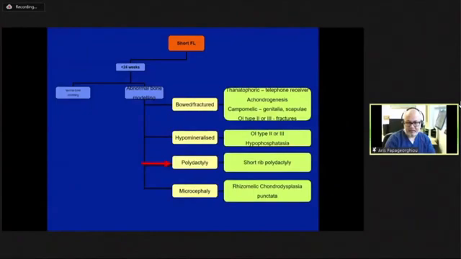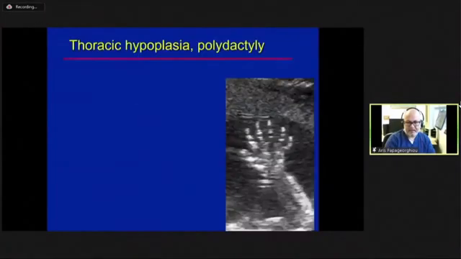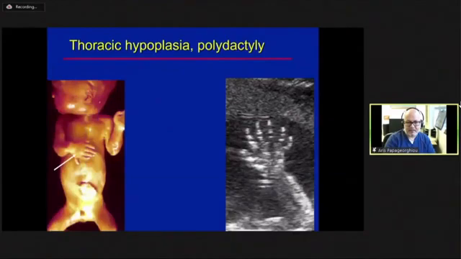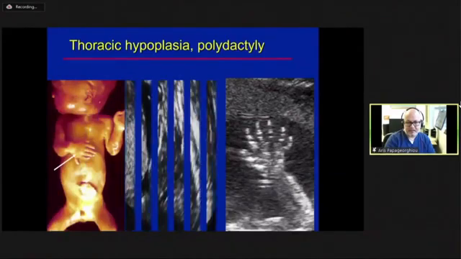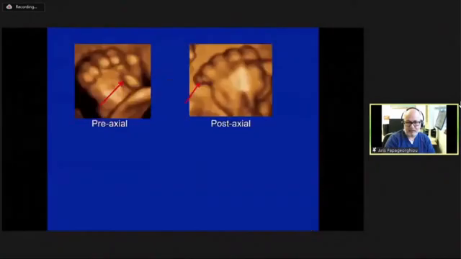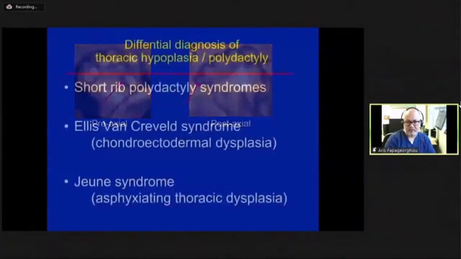I'm going to move on to polydactyly and the importance of assessing the fingers in the baby, because when you have polydactyly, you need to consider a number of conditions. Please look to see if the polydactyly appears preaxial or postaxial, and this here is a case of thoracic hypoplasia together with polydactyly in a short rib polydactyly syndrome. And here we have the preaxial or postaxial on 3D.